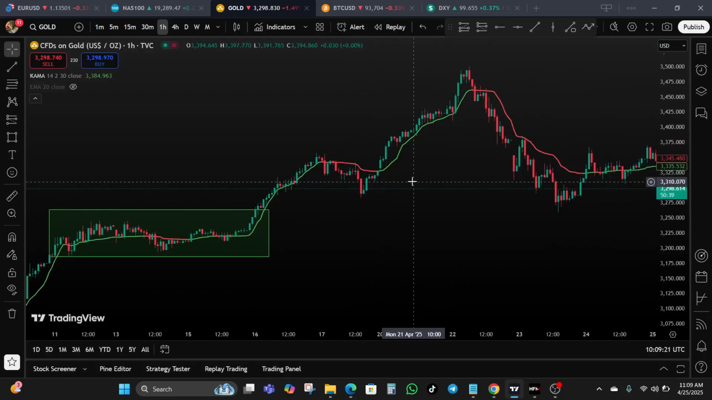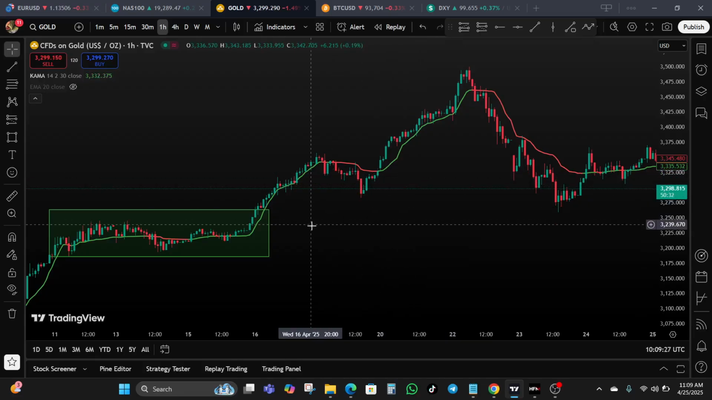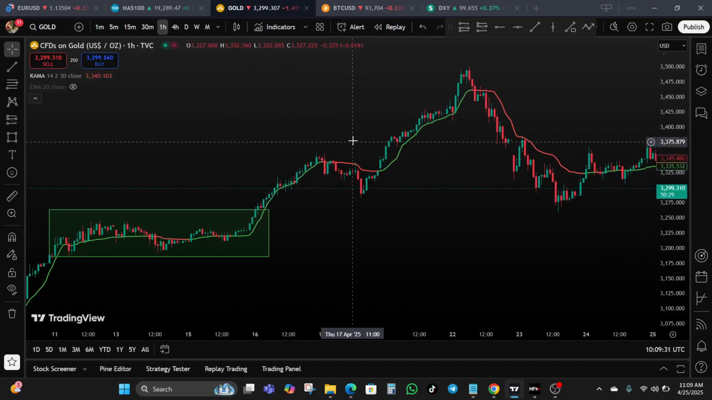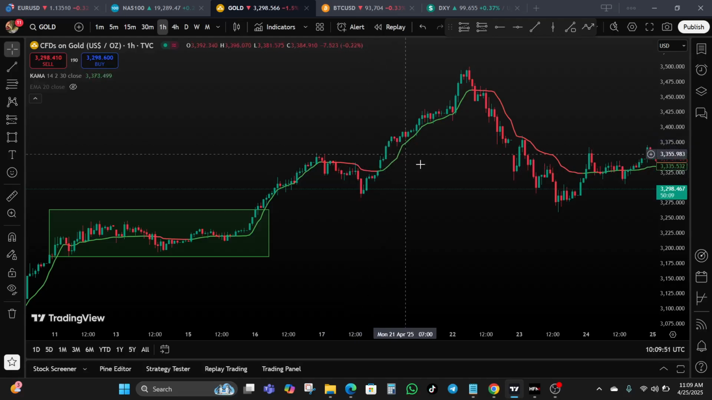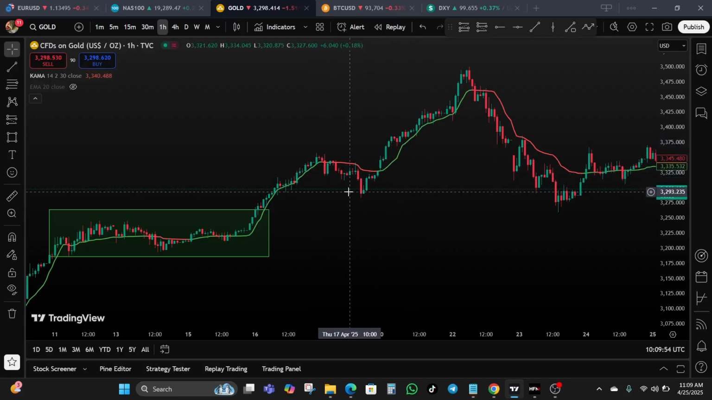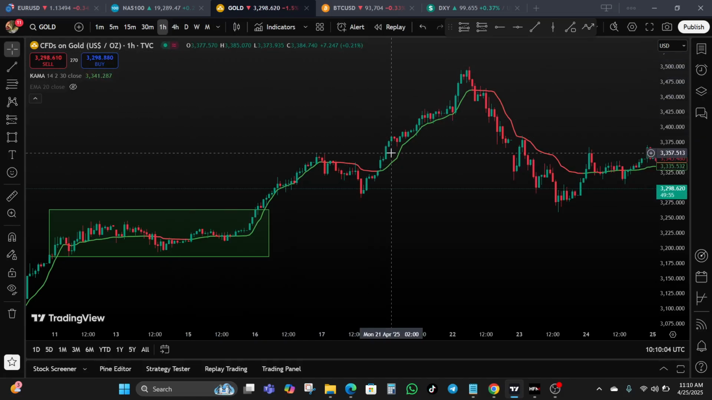KAMA works best when combined with confluence. So look for price action setups such as engulfing candles or breakouts that align with KAMA's direction. You can also add tools like the RSI or MACD if you want extra confirmation. And here's a key tip for you. The KAMA helps filter entries. If you are using another strategy and it is giving you multiple signals in choppy zones, overlaying the KAMA will tell you whether the trend is clean or not worth trading. So whether you are scalping 5-minute charts or holding trades on the 4-hour chart, the KAMA gives you an adaptive edge in any market condition.